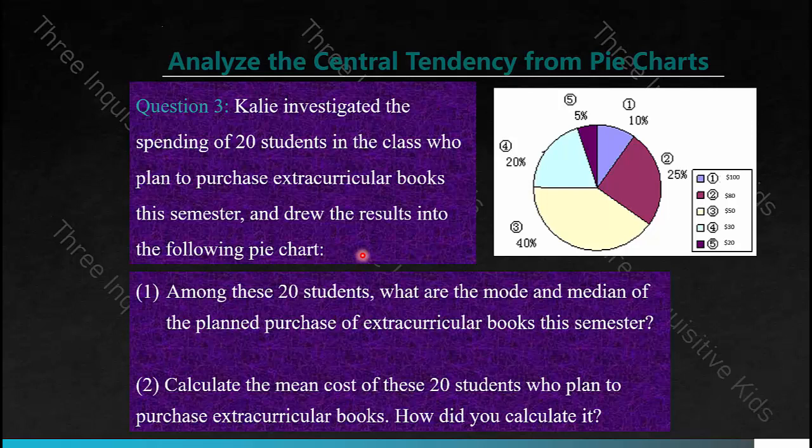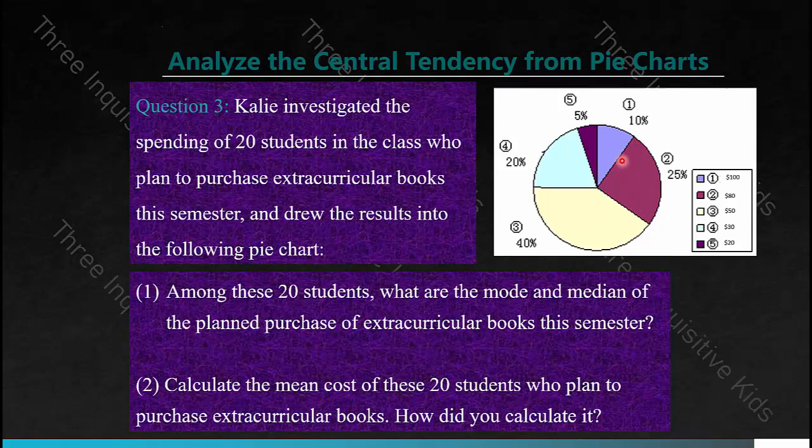Now let's look at how we would find the average of a data set from pie charts. Question 3. Kaylee investigated the spending of 20 students in the class who plan to purchase extracurricular books this semester, and drew the result into the following pie chart. So as we can see here, there are 5 different sectors, and this purple sector, for example, holds up 5% of the entire 20 students in the class. This holds up 20%, 40%, 25%, and 10%.